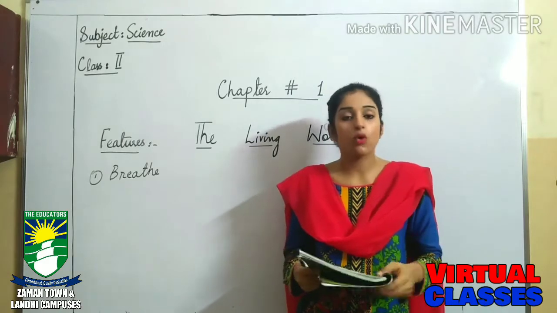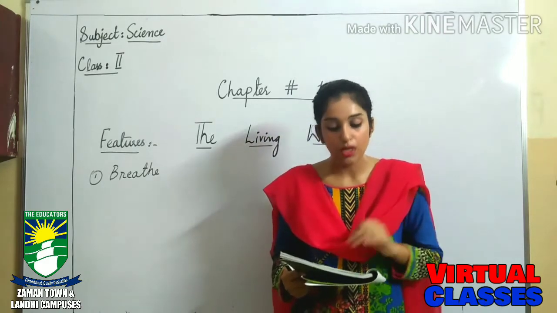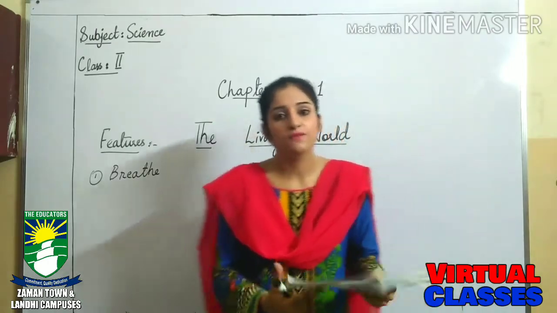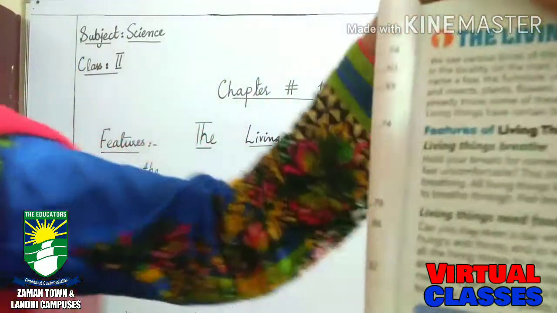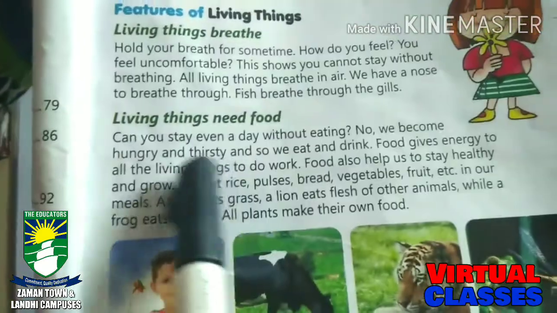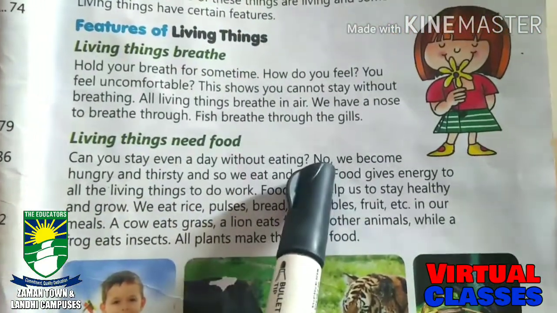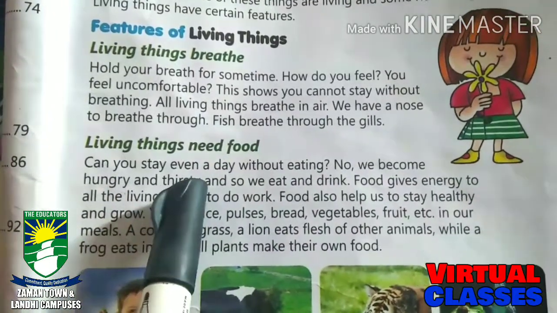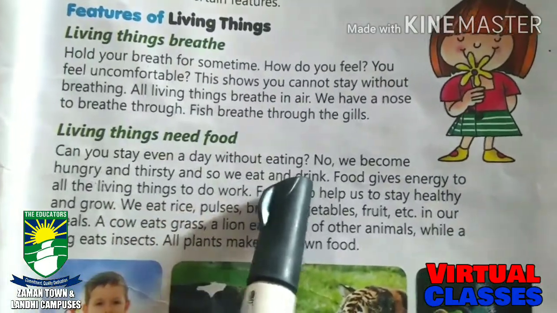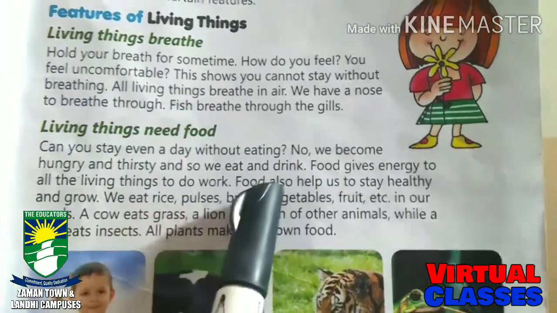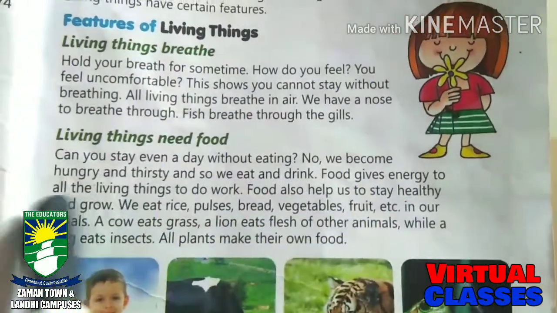Let's talk about the quality number 2, feature number 2, living things need food. Let's read page number 5. Look at your book and put your finger. Living things need food. Can you stay a day without eating? No. We become hungry and thirsty, and so we eat and drink. Food gives energy to all the living things to do work. Food also helps us to stay healthy and grow.